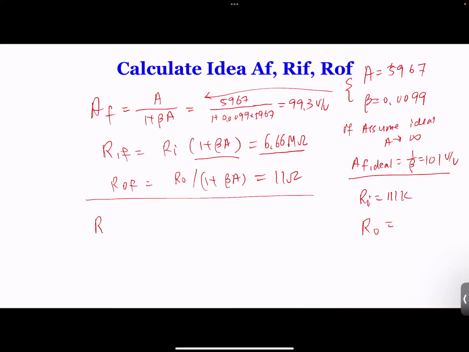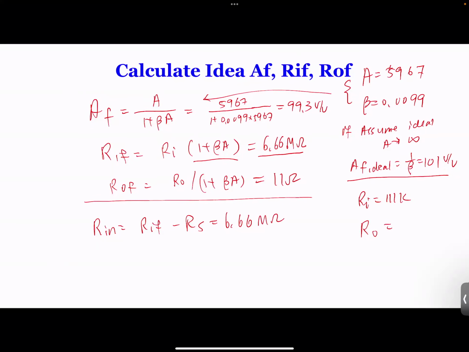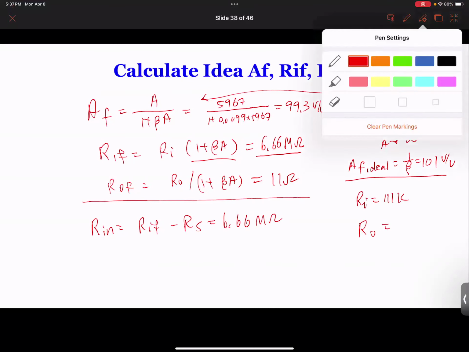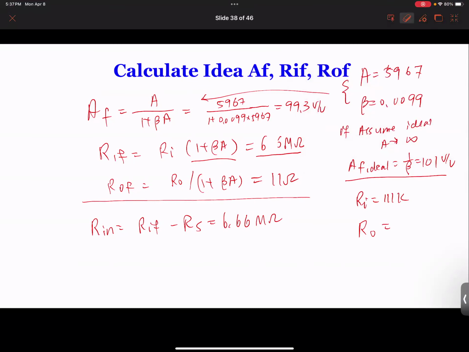So if you just look at the circuit itself, the resistance will be something like what we call truly input resistance will be RIF minus RS. Because RS is so small in comparison to RIF, the input resistance is very big. It's got 6.66 megohm. Actually, this number was wrong. I mean, corrected, this number should be 6.67.